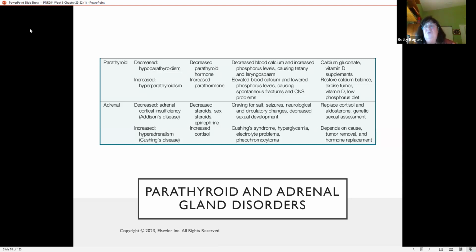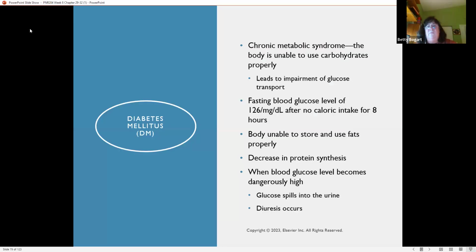Cushing's is too much steroids. Usually that's when you're given steroids like prednisone and it's too much on the body. And then you have other problems, the big round moon face.